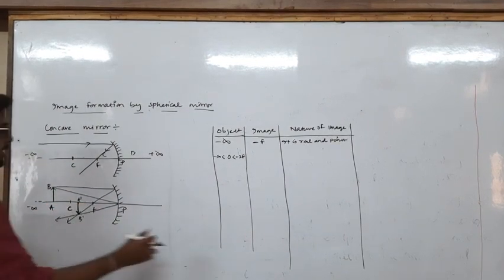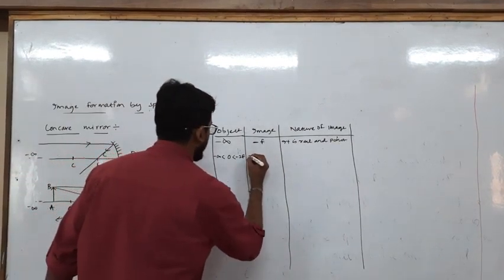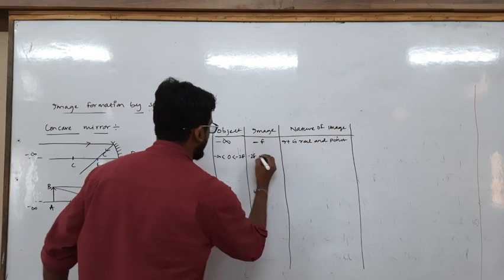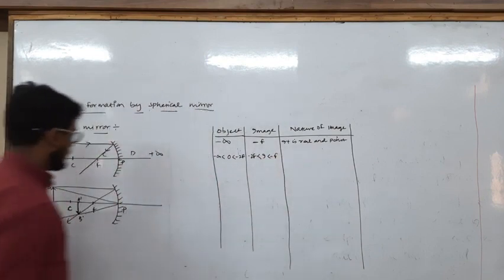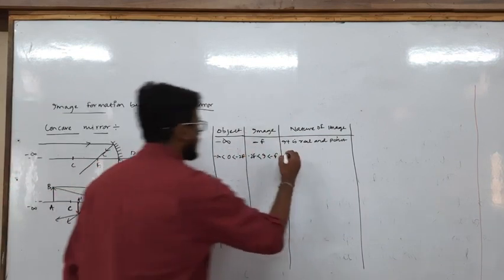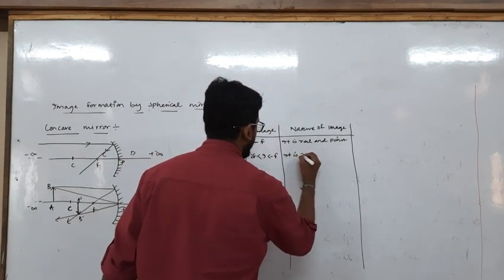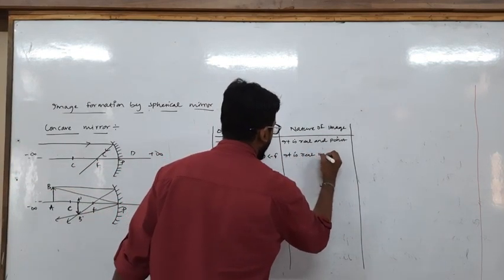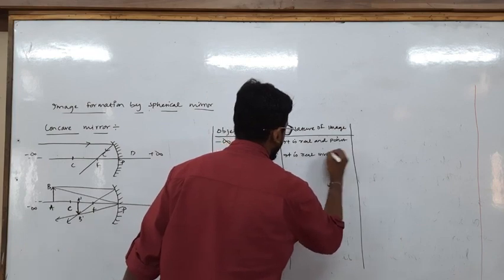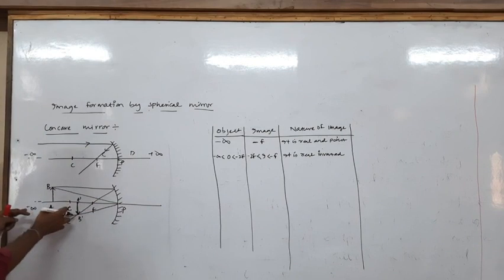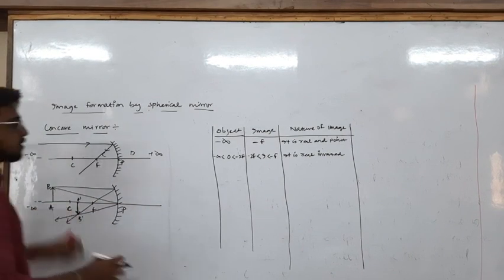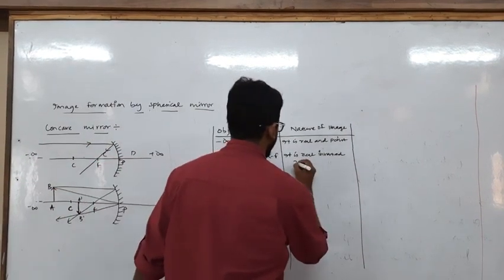So the image will lie between F and C, that is between minus 2F and F. Clear? And the nature of the image: it is real, inverted, and as the image is formed in a very small region in comparison to the region of the object, its size will be reduced.